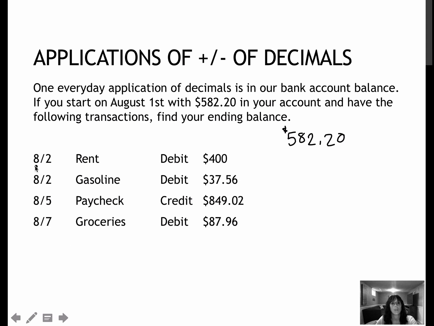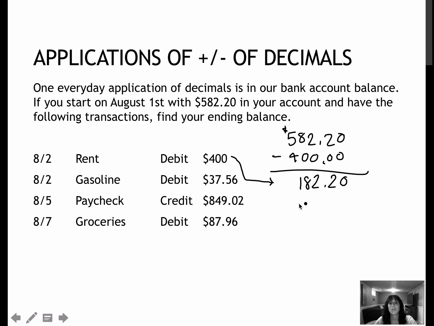So first, I'm going to pay rent, which obviously is a debit to my account. Debit meaning we are taking away. I'm going to subtract 0 minus 0, 2 minus 0, 2 minus 0, 8 minus 0, and 5 minus 4. So after my first transaction, I have $182.20.